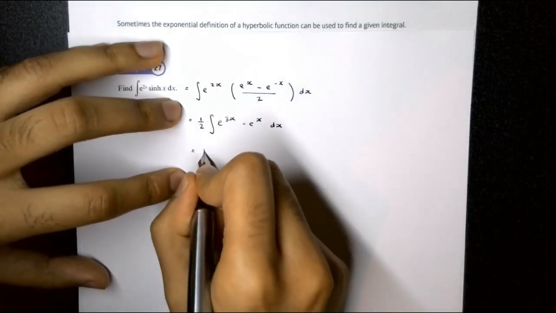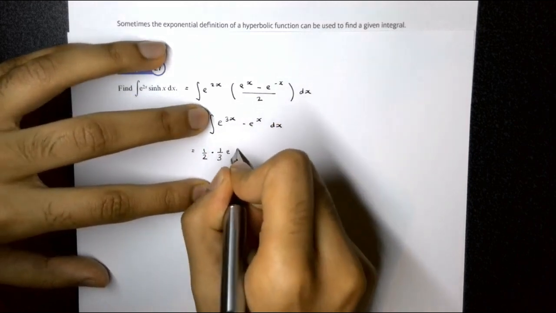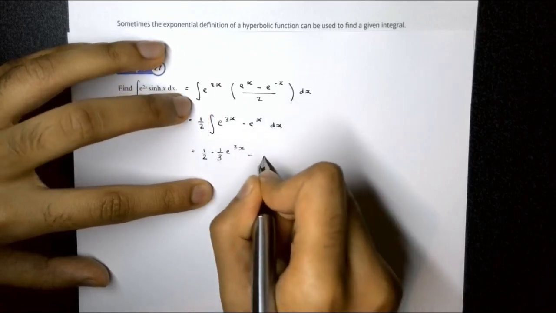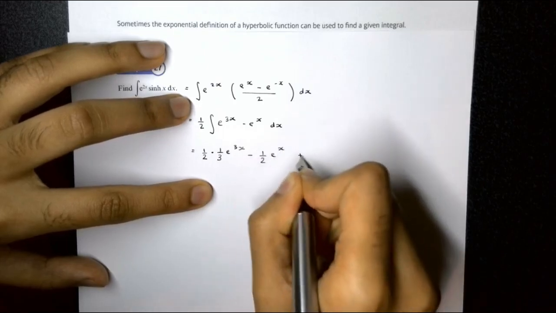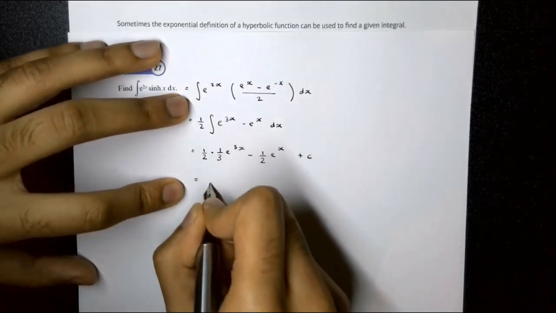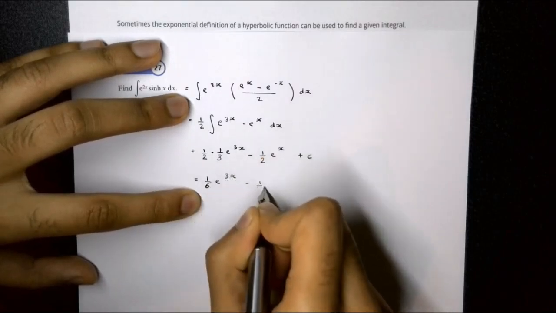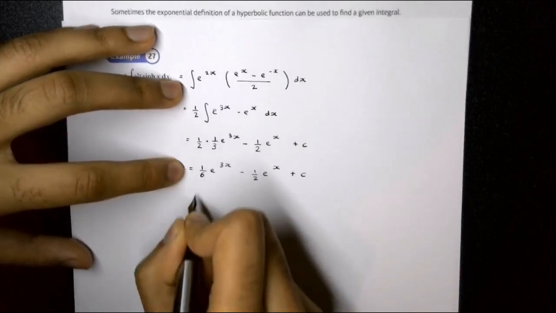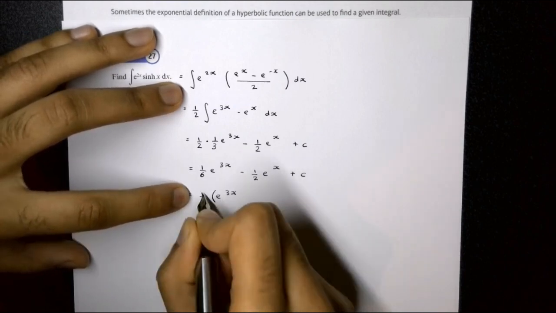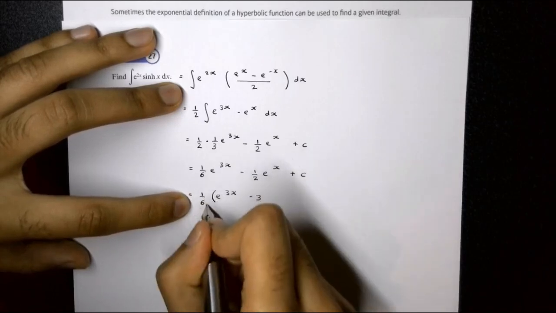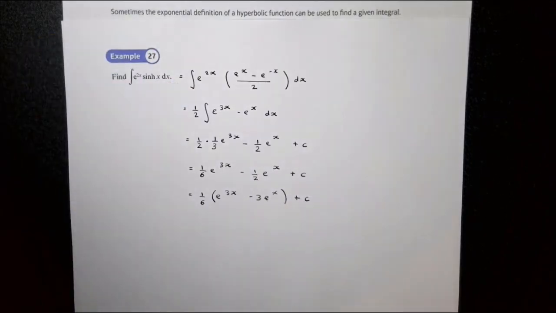So we've got 1/2 times 1/3 e to the 3x, and then we subtract off 1/2 times e to the x, and don't forget we've got the plus c. So if we tidy all this up even further, you can see here we've got 1/6 e to the 3x minus 1/2 e to the x plus c. And if you want, you can take out the 1/6 as a common factor. We've got 1/6 times e to the 3x, and minus 3 times a sixth gives the minus 1/2, so we've got minus 3 e to the x as well. And don't forget to add your plus c.